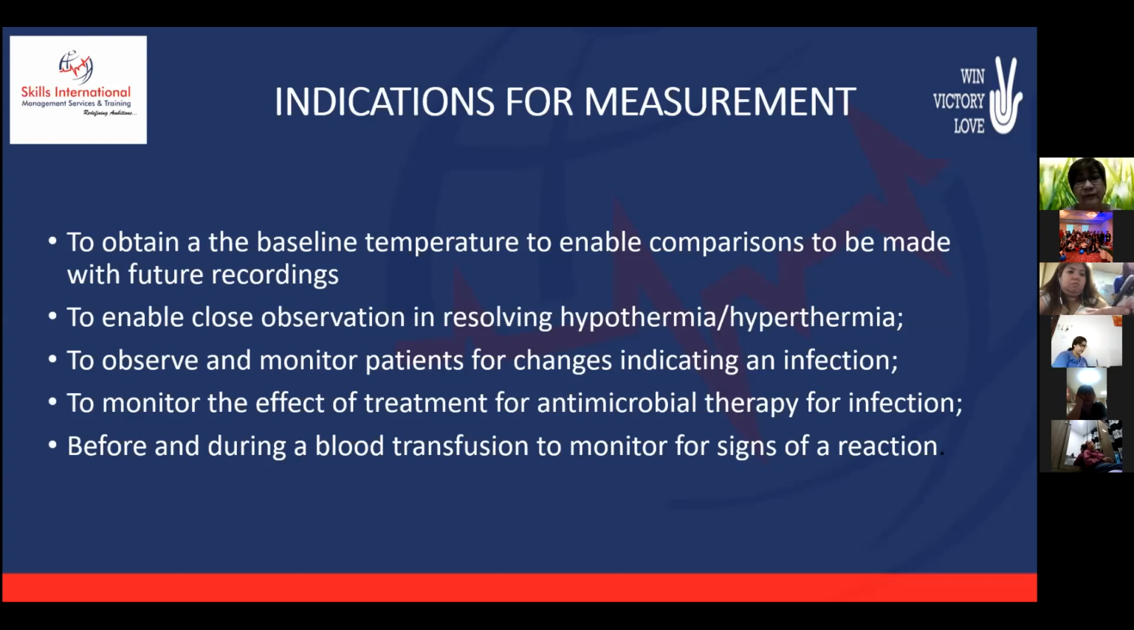So pagka after 15 minutes, you have checked the temperature again, meron na siyang changes, means to say, meron siyang change from the baseline. So either it comes up higher or it went down lower than doon sa temperature nyo nakuha at the baseline. To enable close observation in resolving hypothermia or hyperthermia.